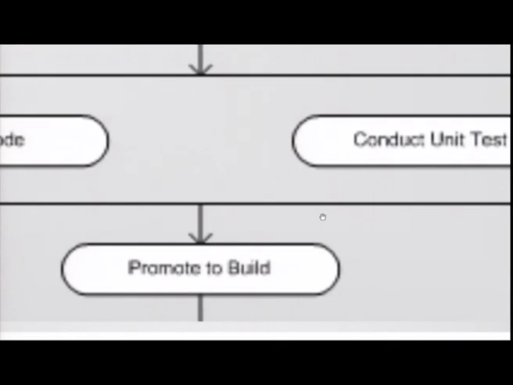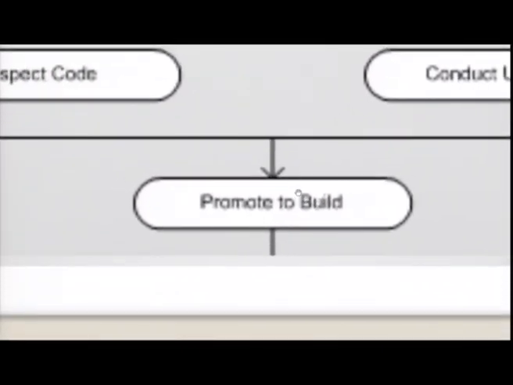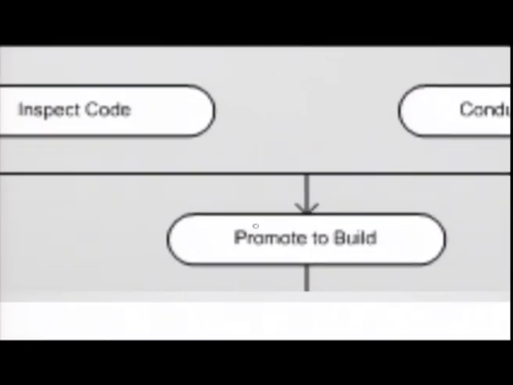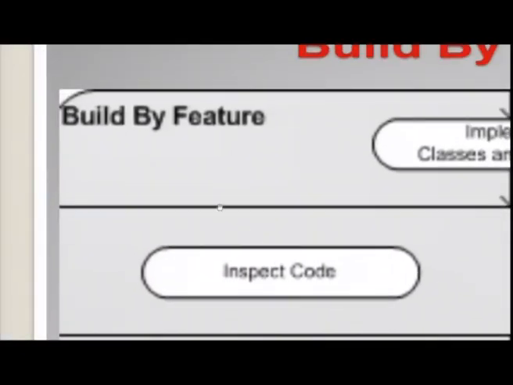After completing the unit test and all these inspections, you promote to build. You promote the particular feature to build. So this is how you build a feature. Then after you build the feature, you show it to the customer end for validation.